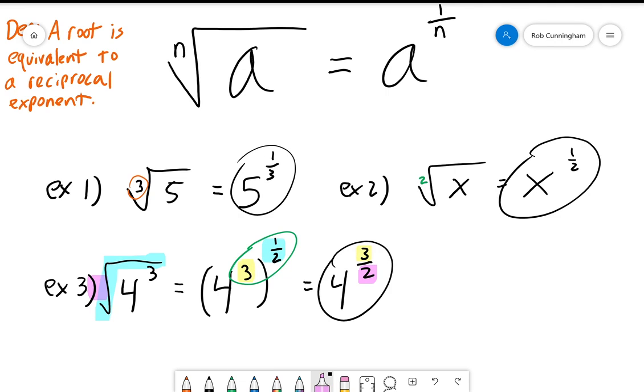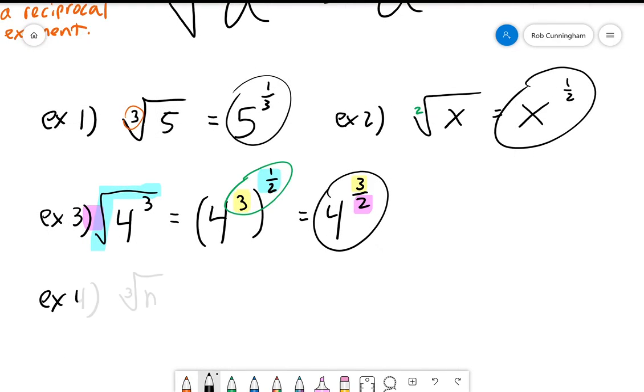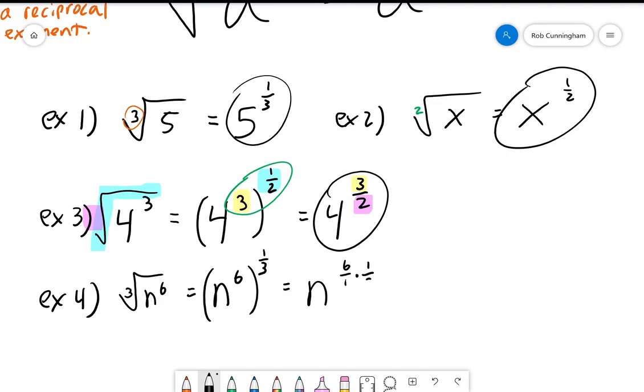We're going to do one more example like that, but I think we can update our definition pretty quick here. Example 4. Let's say we've got the cube root of n to the 6th. Well, again, that would be n to the 6th to the 1/3 power, right? The cube root is the same thing as 1/3 power. Well, that gives us n to the 6/1 times 1/3, n to the 6/3, which is n squared as our answer. Again, don't be afraid of fractions. Multiplying fractions just means multiply straight across the top and straight across the bottom. And 6 divided by 3, well, hopefully you can do that without a calculator.